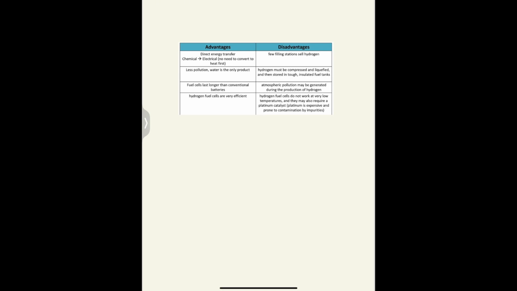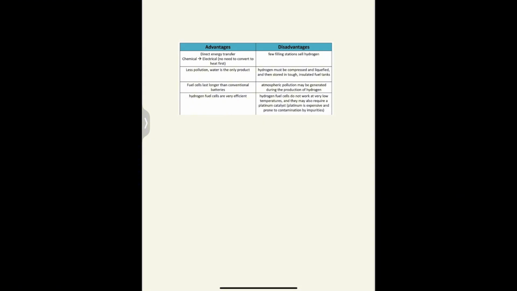And then obviously, the only downfall would be that there are quite a few disadvantages, one of which I'm going to mention, which is that few filling stations sell hydrogen. And hydrogen must be compressed and liquefied and then stored in tough insulated fuel tanks.